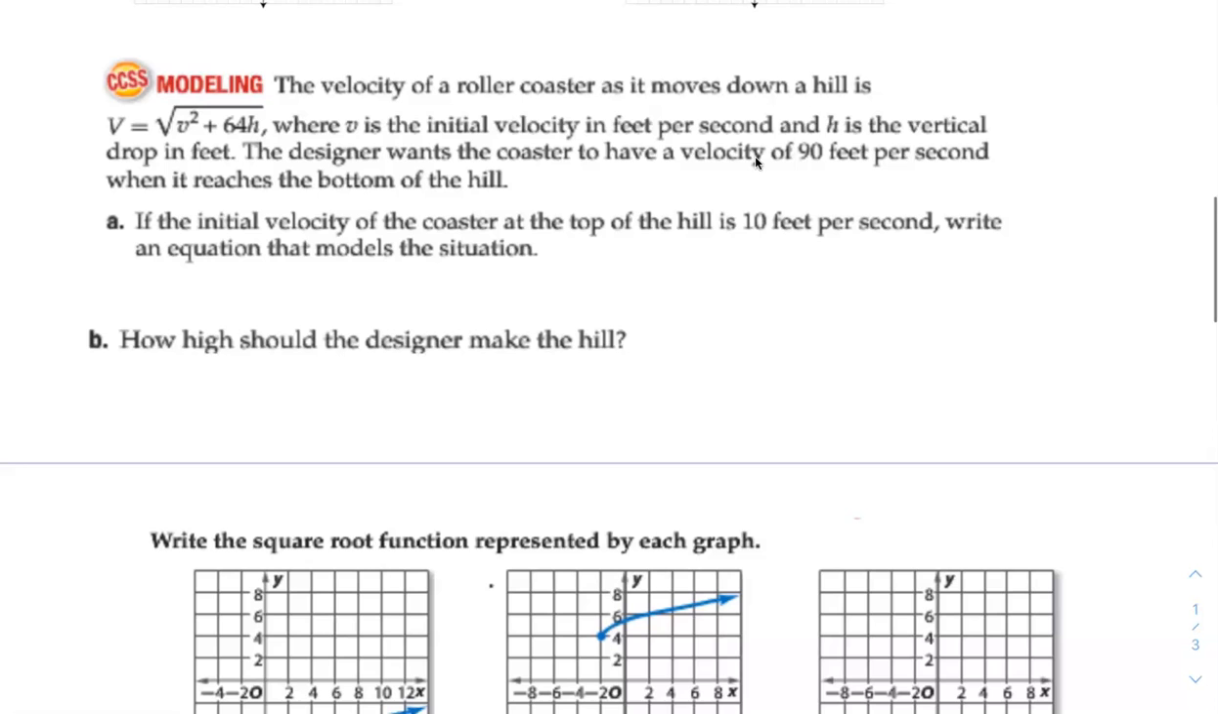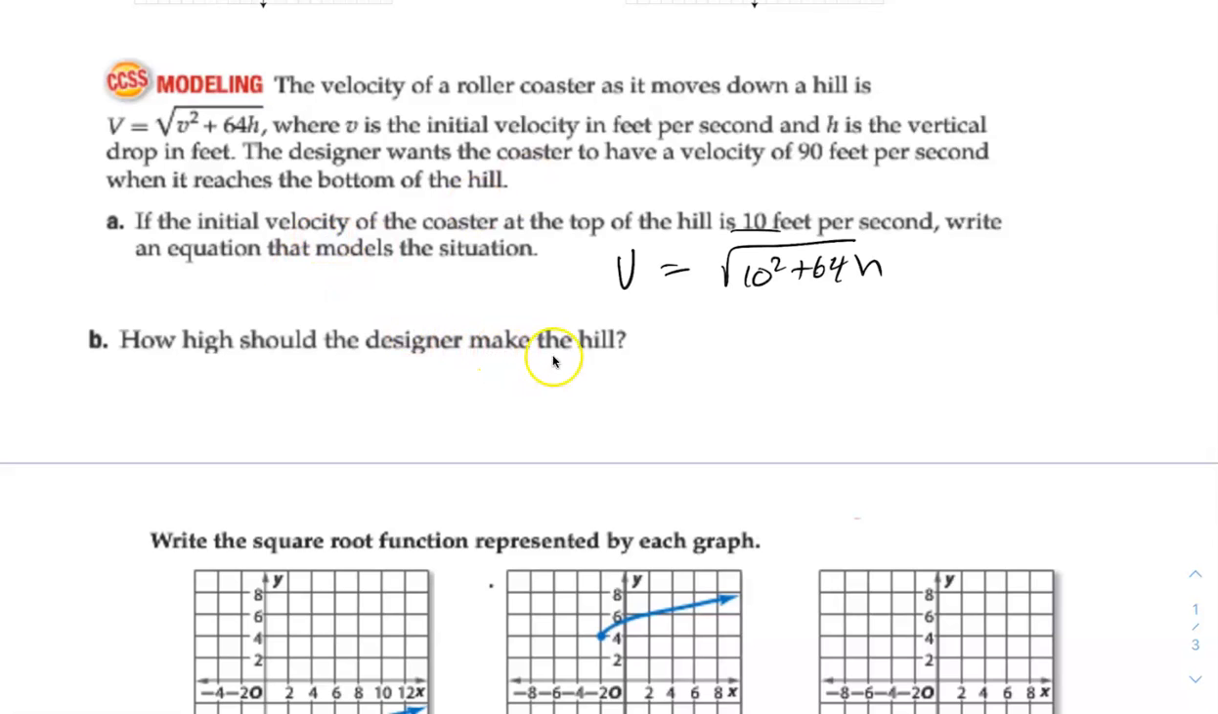Next, the velocity of the roller coaster as it moves downhill is given by this. So this is my velocity, where small v is the initial velocity and h is the vertical drop. The designer wants the coaster to have a velocity of 90 feet per second when it reaches the bottom of the hill. If the initial velocity of the coaster at the top of the hill is 10 feet per second, write the model for that situation. Okay, we have big V. Now the initial velocity is the little v, so radical of 10 squared plus 64h.